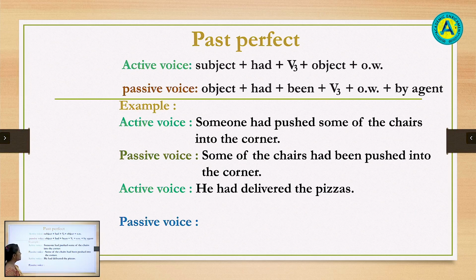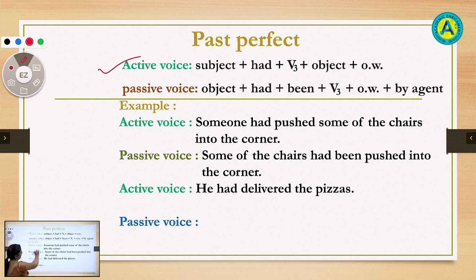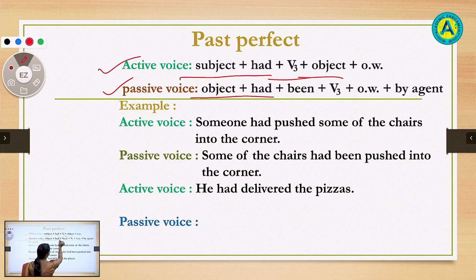What are the structures of active voice and passive voice in past perfect tense? Let's discuss. The structure of active voice in past perfect tense is subject followed by had, then verb 3, then object followed by other words. Then what is the structure of passive voice in past perfect tense? Yes, students, object followed by had, followed by been, then verb 3, then other words, then by agent.